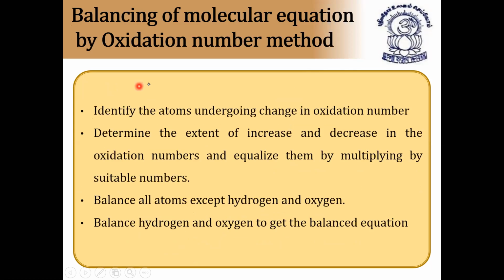Balancing of molecular equation by oxidation number method. Identify the atoms undergoing change in oxidation number, just like in the previous case. We have to see the atoms undergoing change in oxidation number. Determine the extent of decrease and increase in the oxidation numbers and equalize them by multiplying suitable numbers. Balance all atoms except hydrogen and oxygen. Balance hydrogen and oxygen to get the balanced equation. Just like the ion electron method, same values, but here no addition of water and no addition of H plus ions.